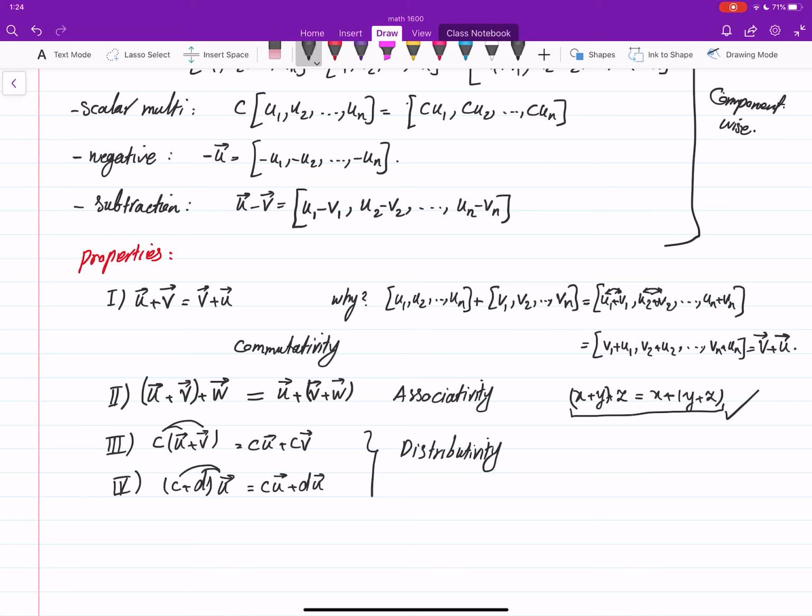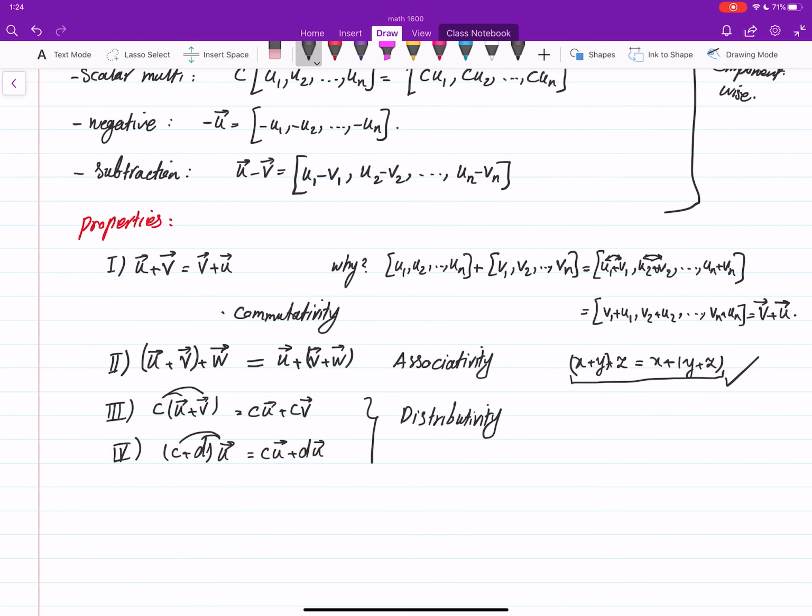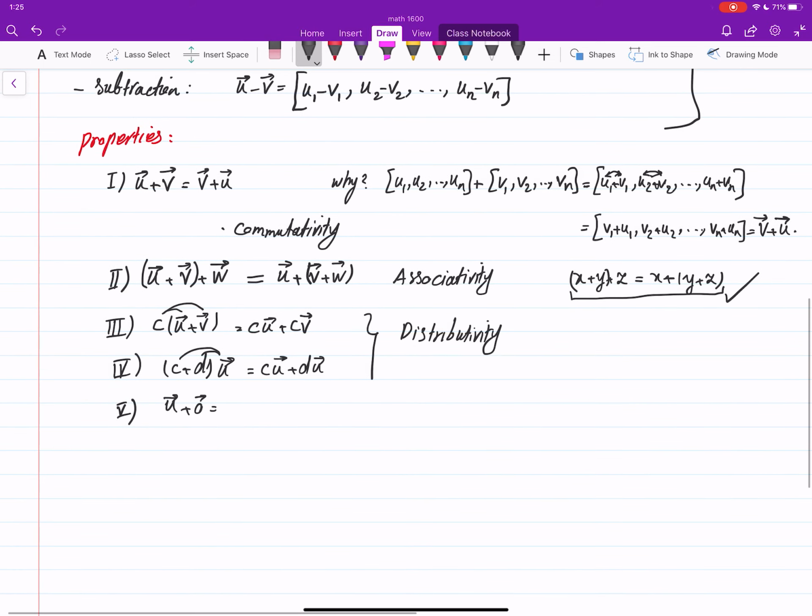So vector addition is commutative, associative, and distributive. Well, there are other properties also. For example, if we add any vector to the zero vector, it means that every component is being added to zero. So zero doesn't change anything, you get u back. Also, if you add a vector to its negative, they cancel each other component-wise, and at the end you get the zero vector.